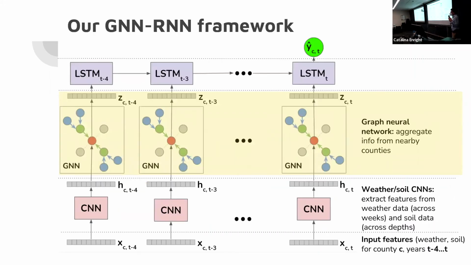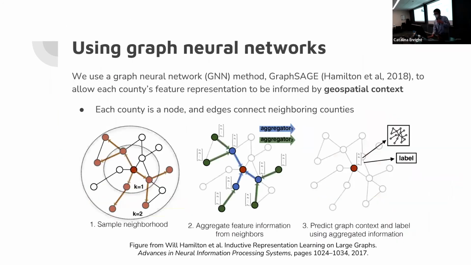Okay, so now that the CNN has extracted some useful information from these sequences, we use a graph neural network to aggregate information from nearby counties. Briefly, for a given county, you can sample the neighborhood for nearby counties, and then you aggregate some feature information from the neighbors. So the other counties are also giving you some information about how the weather conditions are in those counties. And then finally, once you've aggregated all this information, you can then predict the final label or crop yield for this county.